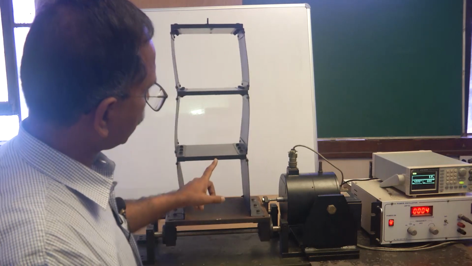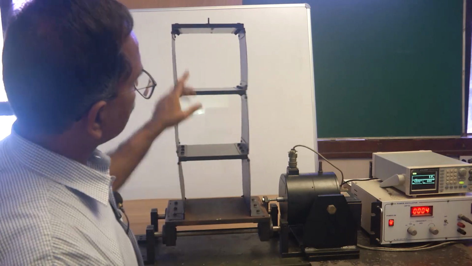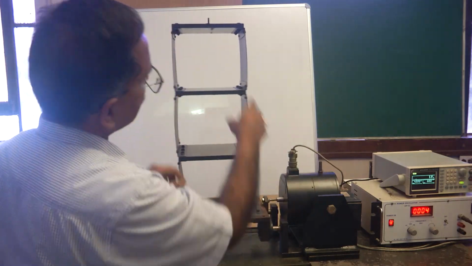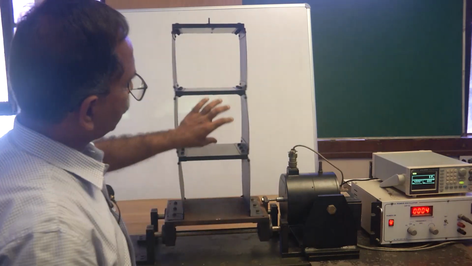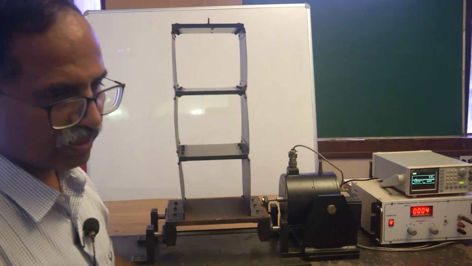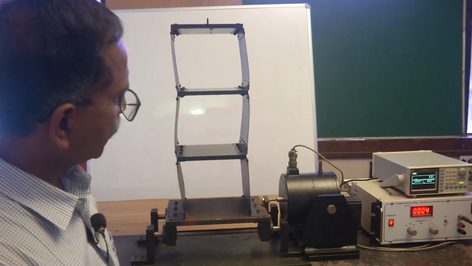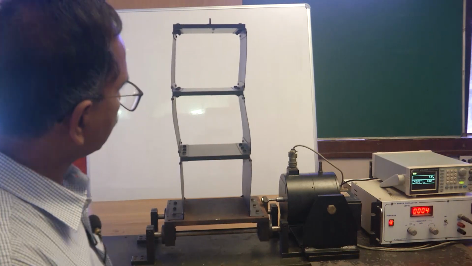This one is a little smaller compared to this, and this one and this one are out of phase, and therefore there is a node point between the motions of these three different plates. Okay, so this is the mode shape in a multi-degree of freedom system that we are observing.